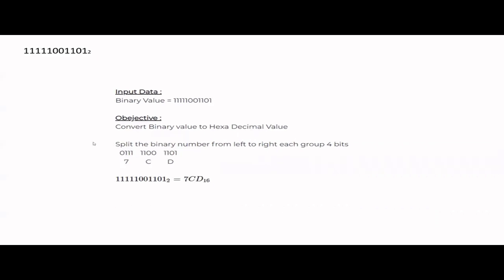Okay, next one. So this number, you write it down and start from the right hand side and divide into clusters of 4. So here put an additional 0. Right? So this one is D, this one is C, and this one is 7, right? So then you can write 7CD with the base 16.